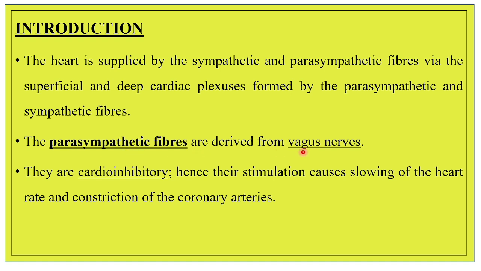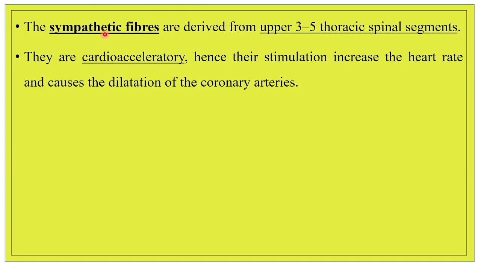So parasympathetic fibers are derived from the vagus nerves, and these parasympathetic fibers are cardio-inhibitory. That means their stimulation causes the heart rate to decrease and there will be a constriction of the coronary arteries. And next is the sympathetic fibers.